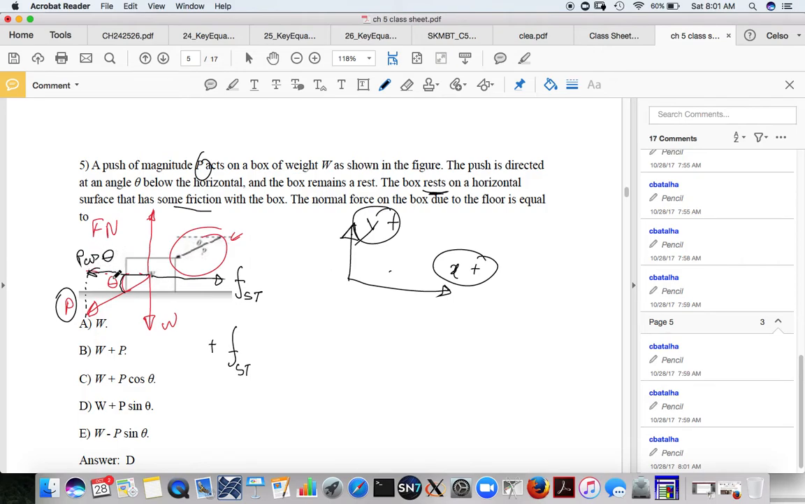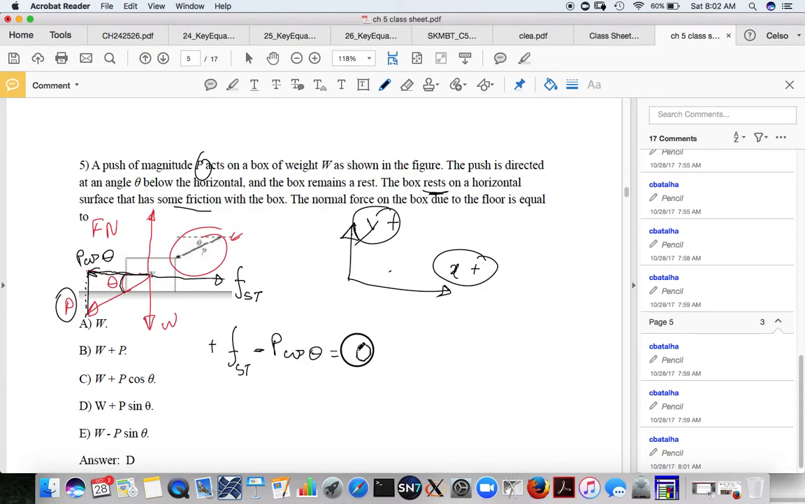How do you get cosine and sine? Or should I use tangent? You always get that confused. Think about adjacent. Cosine is given by the ratio between the adjacent part of a triangle, it's right here, and the hypotenuse. So you should use cosine. So minus P cosine theta.